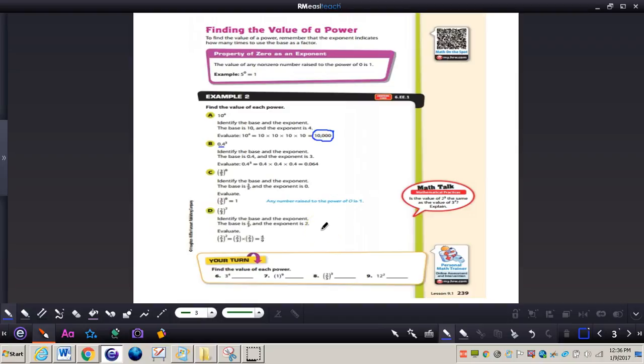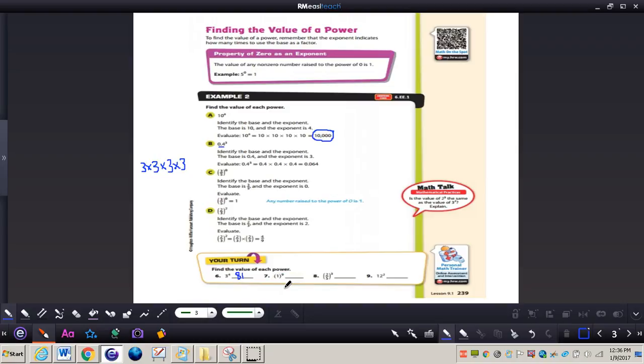Let's take a look at number 6. We'll do this together. Number 6, we have 3 to the power of 4. So that means it will look like this. We want to identify the base, which is 3. Multiply 3 by itself 4 times. So 3 times 3 times 3 times 3. This is what it will look like. So we have 3 times 3 equals 9. 9 times 3 is 27. 27 times 3 gives you a total of 81 for the answer.